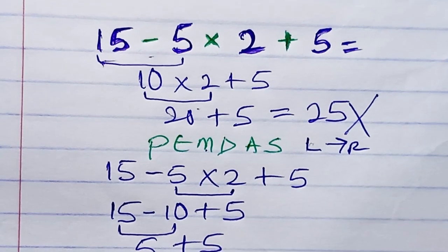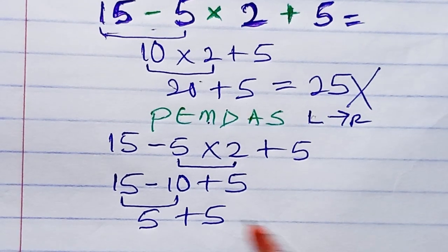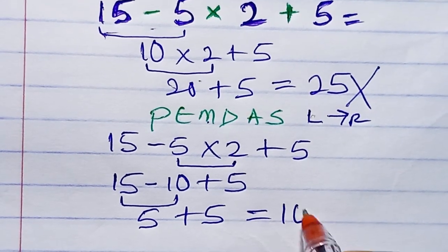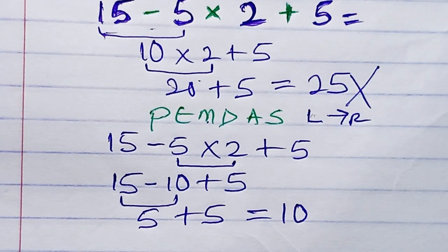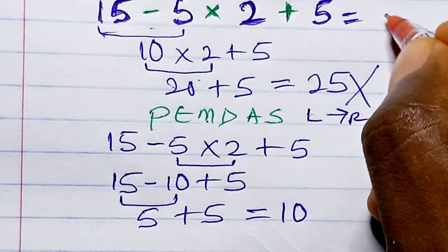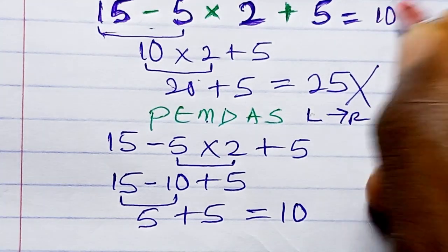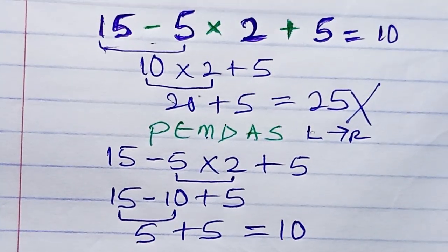So 5 plus 5 is equals to what? 10. And that's the final answer. All right, the final answer to the question is 10.